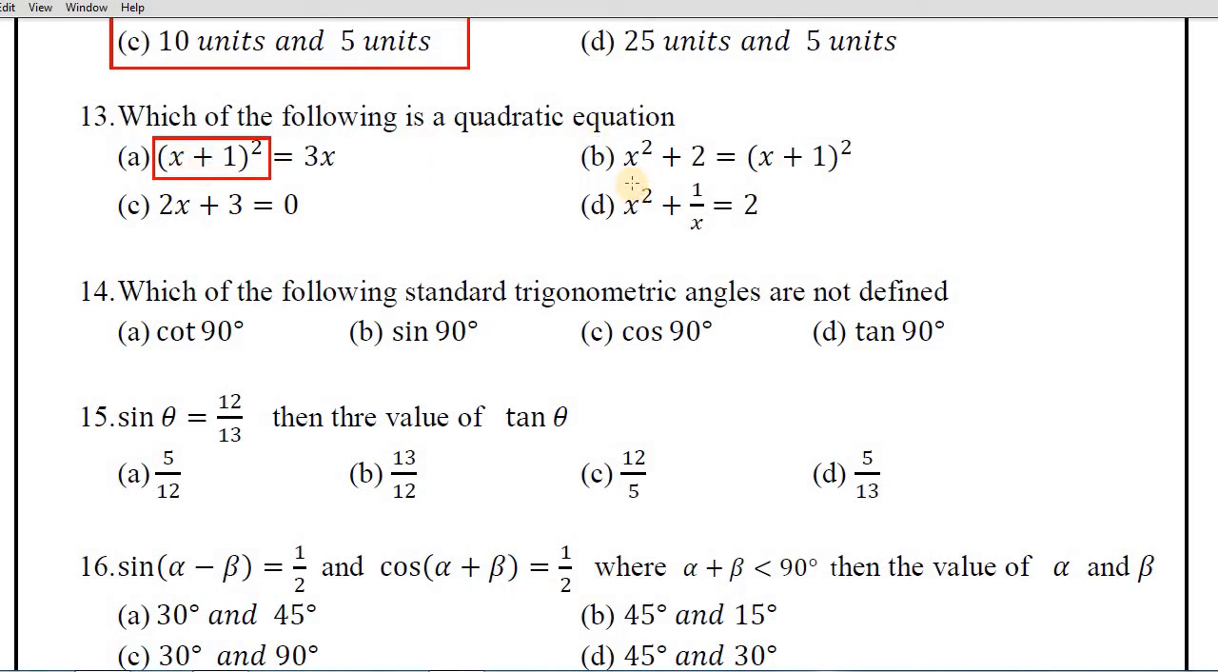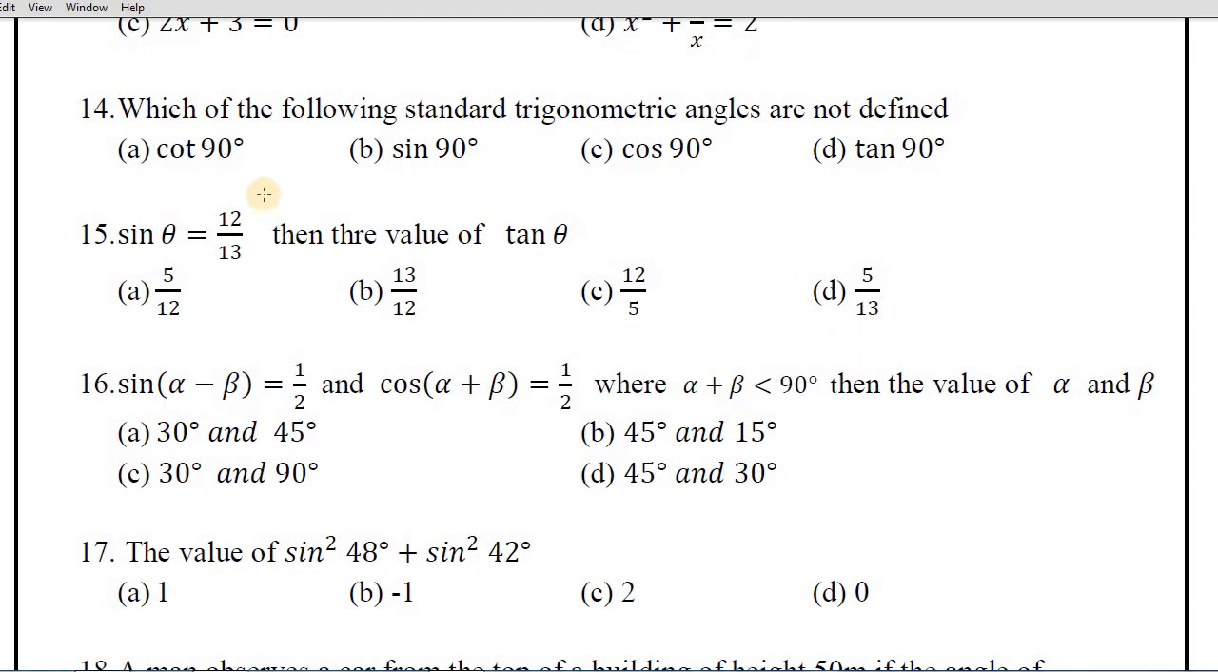So in option B, you know what happens. On the right hand side there is (x plus 1) whole square, so here also we get x square. So the right hand side x square and left hand side x square get cancelled. Hence B is wrong. In option C there is no highest power 2, hence it is not at all a quadratic equation. If you simplify the left hand side, you will get x cube. Hence the fourth equation becomes a cubic equation, not a quadratic equation. Hence for this question the right answer is option A, that is (x plus 1) whole square equals 3x.